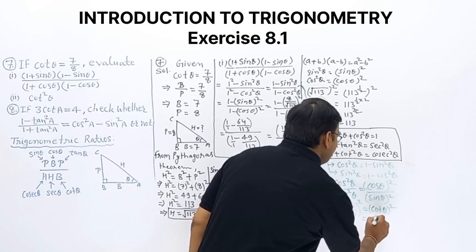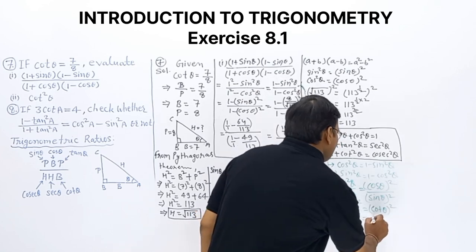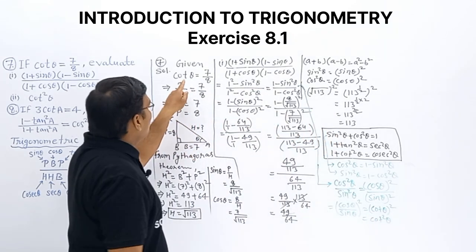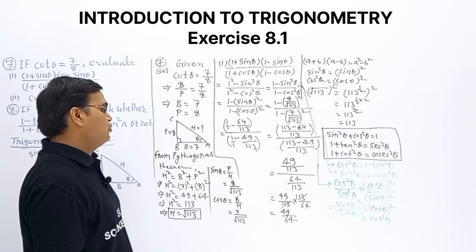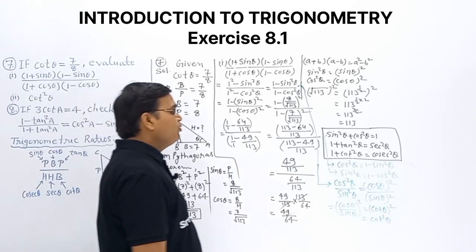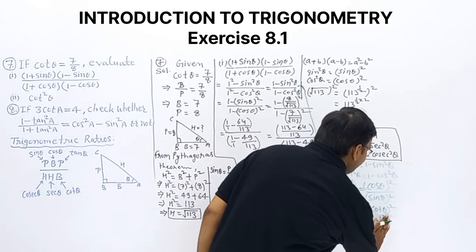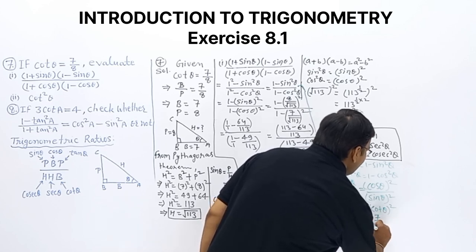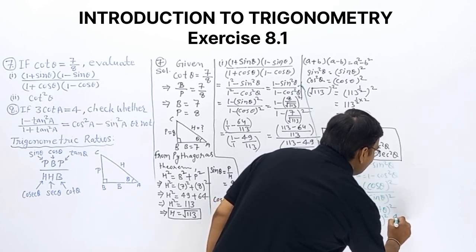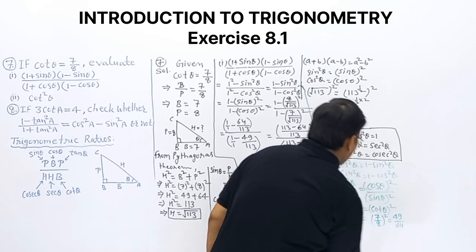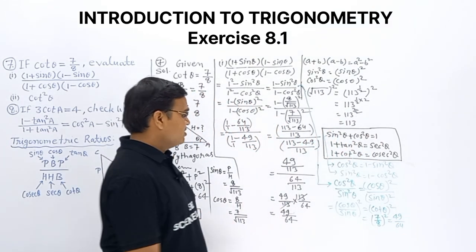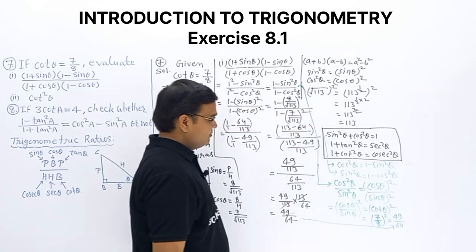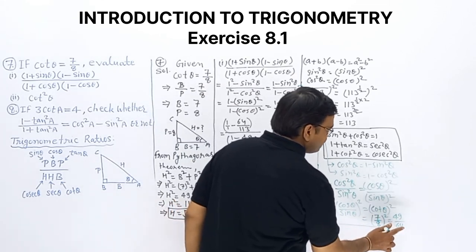So cot theta whole square. So this will be cot square theta. And what value are we having? Cot theta equal to 7 upon 8. And its whole square will be 49 upon 64. Yes or no? Is this the same or not? We are obtaining the same result.